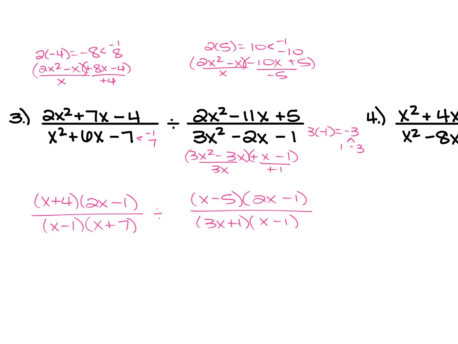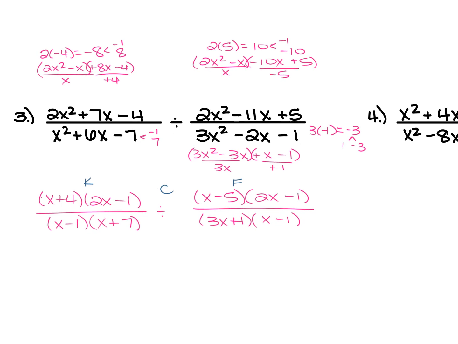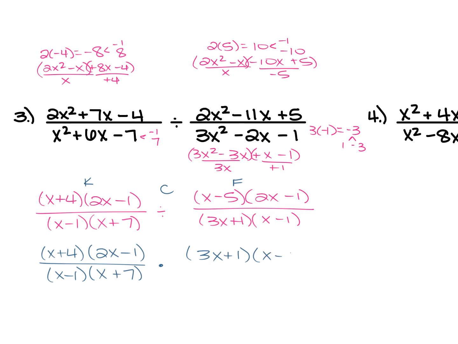Because we are dividing, we are going to keep, change, and flip. So keep the first, change to multiplication, flip the second. That's going to give you x plus 4 times 2x minus 1 over x minus 1 times x plus 7 times 3x plus 1 times x minus 1 over x minus 5 times 2x minus 1.